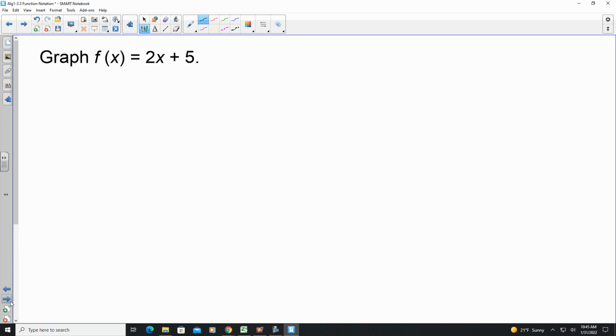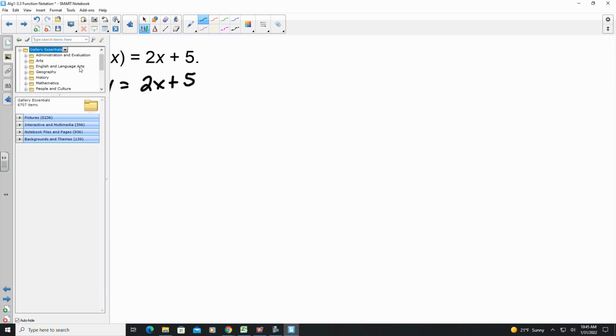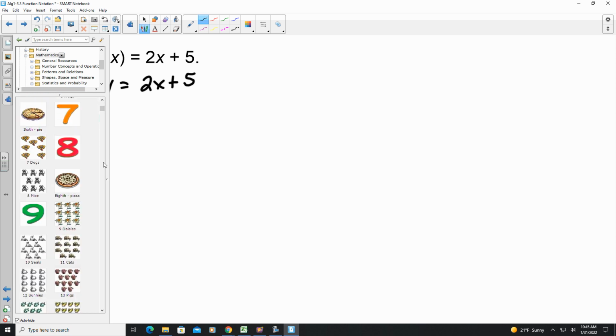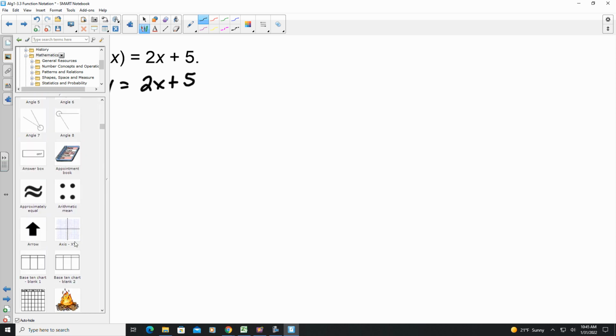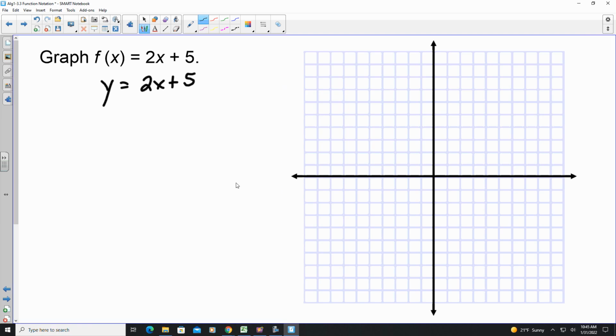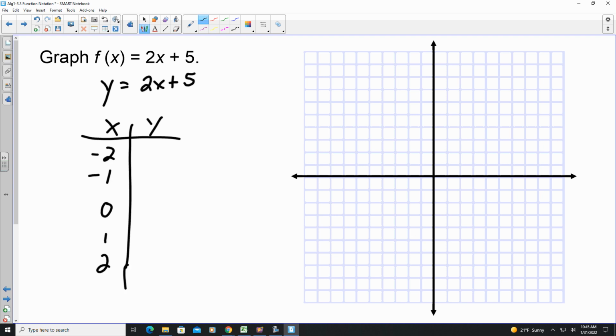Here they would like us to graph this function. This function is f of x is equal to 2x plus 5. Again, you can put it as y is equal to 2x plus 5. That's fine as well. Let's get a graph out. Let's start plotting some points. I'm just going to make a table with x and y. I'm going to pick some negatives and some positives. So I'll go -2, -1, 0, 1, and 2.